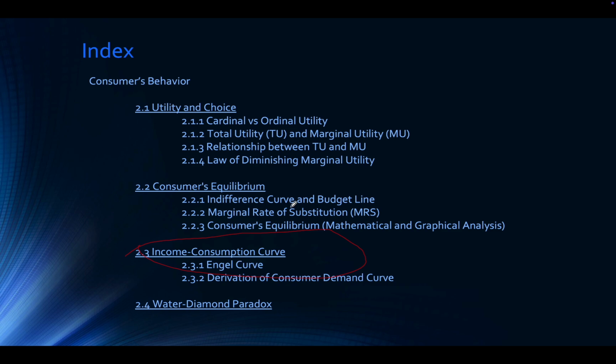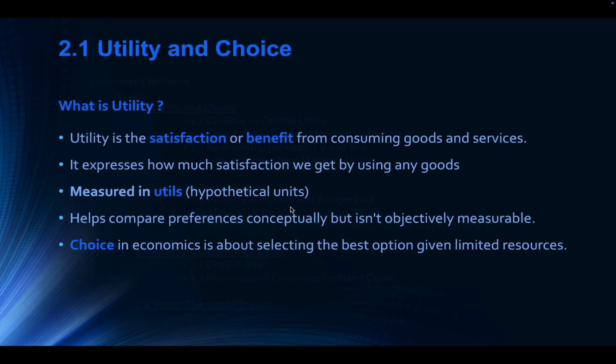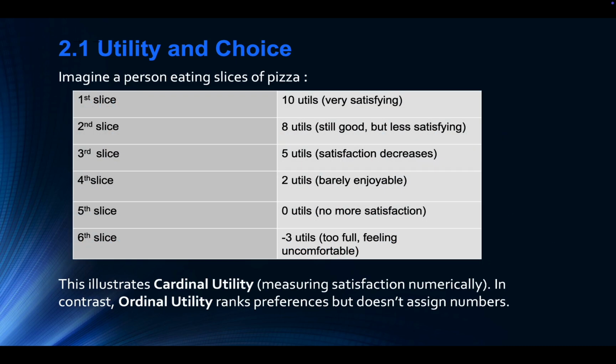So, utility and choice. Utility refers to the satisfaction or pleasure a consumer derives from consuming goods or services. Consumer choice is based on maximizing utility given their budget constraint. So here are some examples of utility and choice.